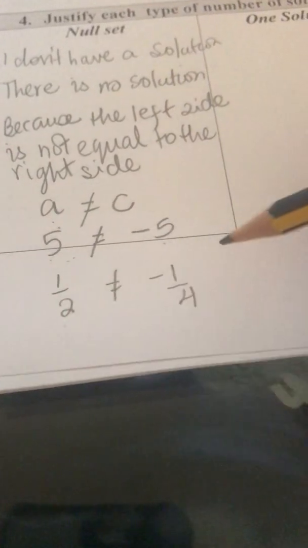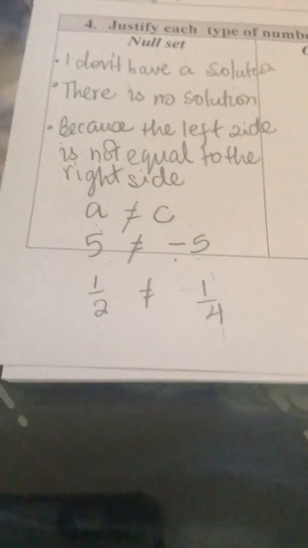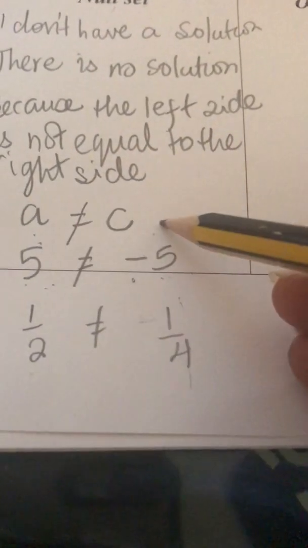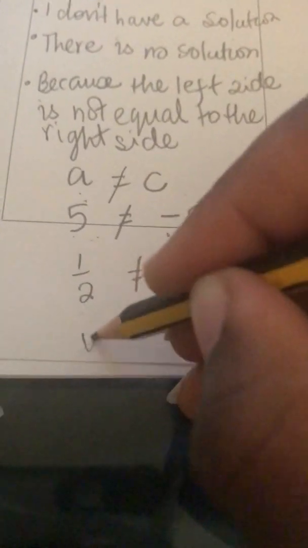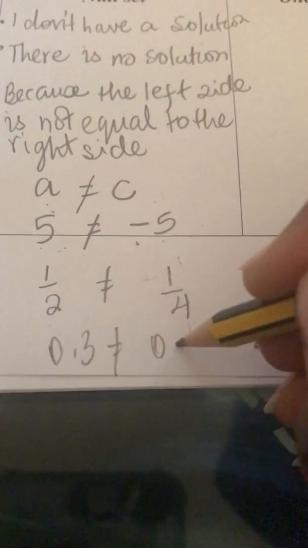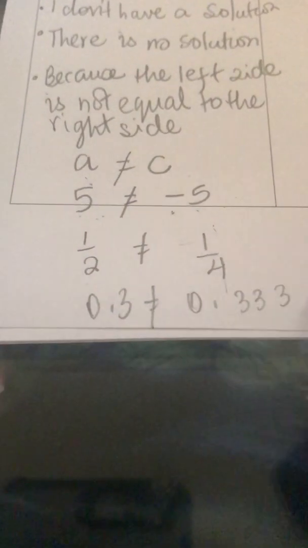This is a different fraction from this one. Okay? Even if it is positive, it doesn't matter. They don't look the same. So they are not equal. A half is not equal to a quarter. So no solution. So it can either be letters, it can either be numbers, it could be decimals also. 0.3 is not the same as 0.333. These are 2 different numbers.